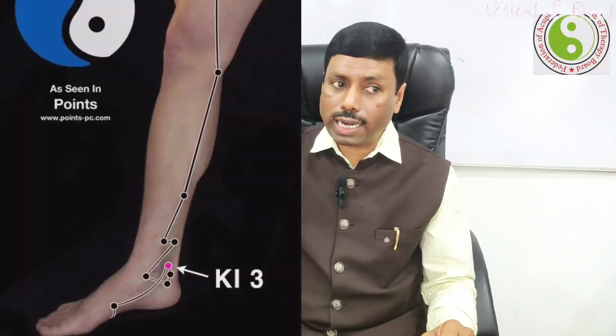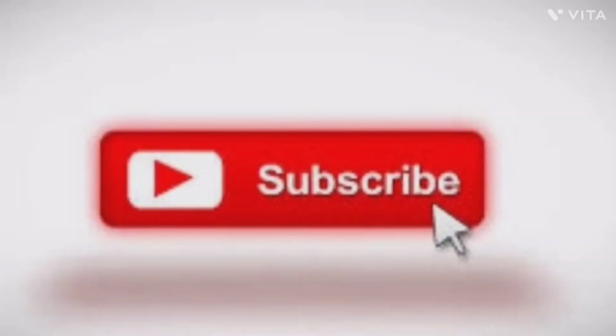But the beauty of this particular point, the K3 point, is that it is the grandmother point. The K2 is the grandson point, but K3 is the grandmother point. It is beautifully strengthening to one particular organ, that organ known as the renal system.